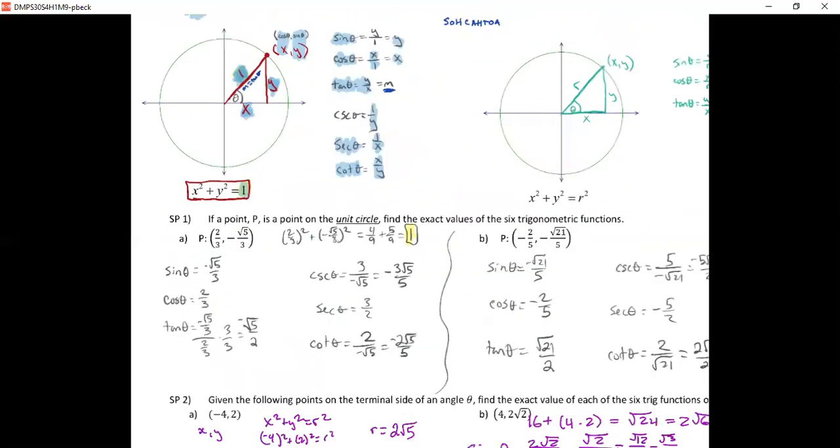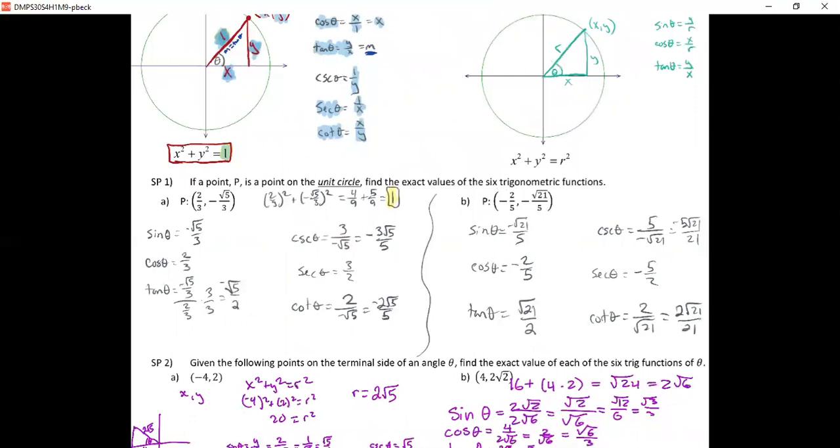Now I will look at problems 1a and 1b. We have 2 points that are on the unit circle here. For problem 1a, this point is on the unit circle, and we could verify that by showing that x squared plus y squared is equivalent to r squared. Since we know this is on the unit circle, the sine is the y-coordinate and cosine is the x-coordinate. Tangent is y over x, so we multiply by the common denominator, 3 over 3. Then we get negative square root of 5 over 2.